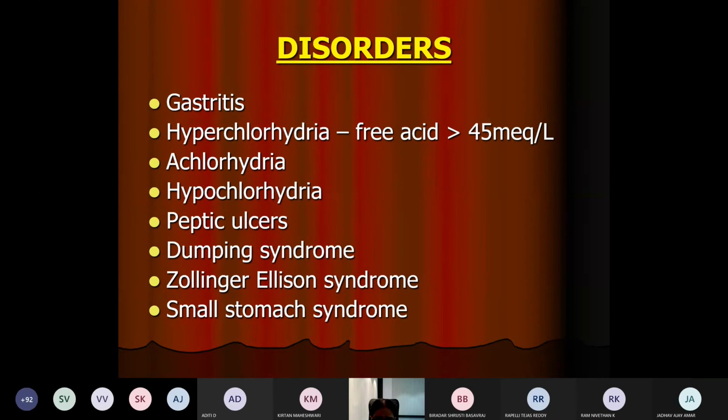Number one, the common word gastritis, hyperchlorhydria, free acid more than 45 milliequivalent per liter, achlorhydria, and peptic ulcer. It is one of the short answer, 3 marks questions. Then dumping syndrome, Zollinger-Ellison syndrome, small stomach syndrome. Remember dumping syndrome and Zollinger-Ellison syndrome, they may also ask as a 3 marks question.